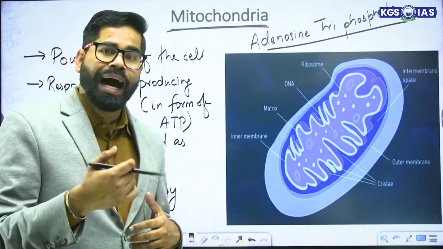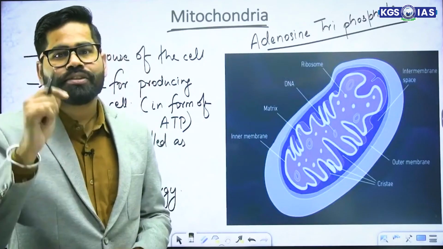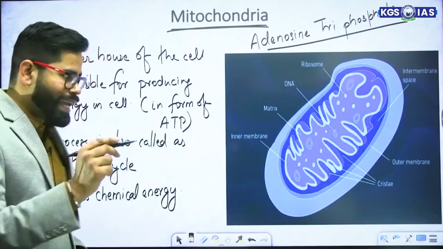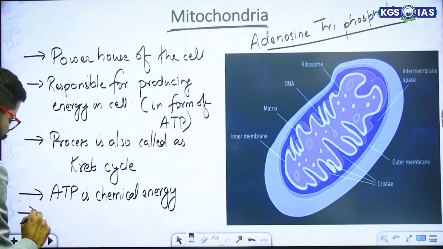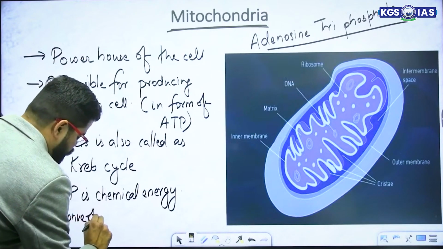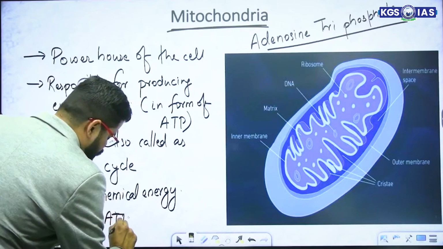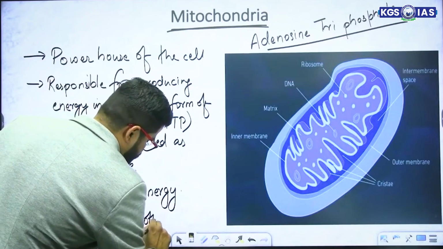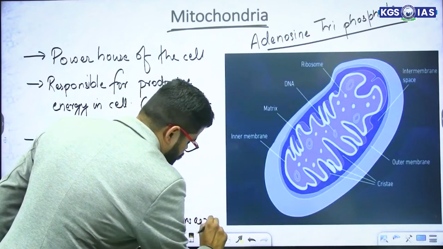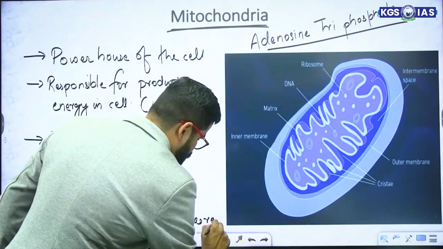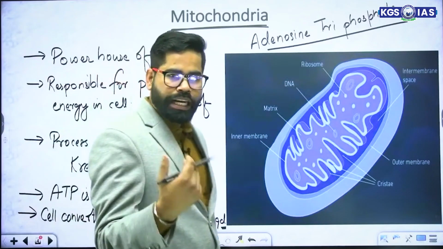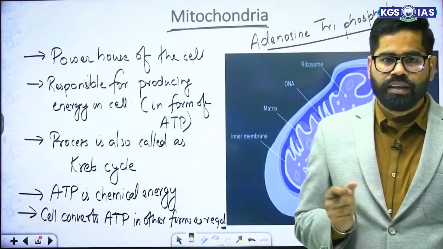As the cell requires energy, it changes the chemical energy into the form it wants. So the cell converts ATP into other forms as required. Means as per requirement, this ATP is converted into other forms. So it is storing the energy.